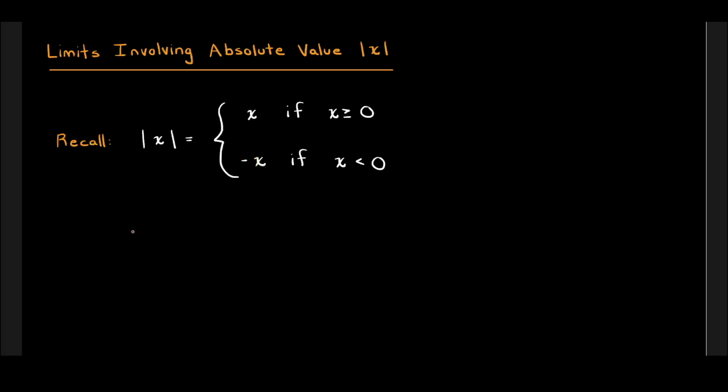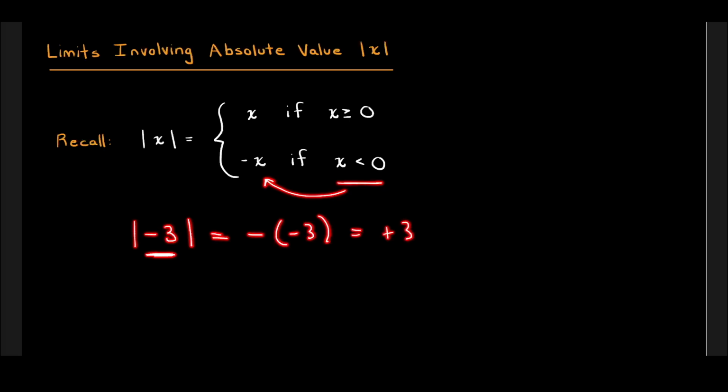So for instance, if I had the absolute value of -3, since the input -3 is less than 0, we're going to use the second branch to evaluate this. And so what it says is that we have to do negative times the input, which gives us +3. And so that's how it works.